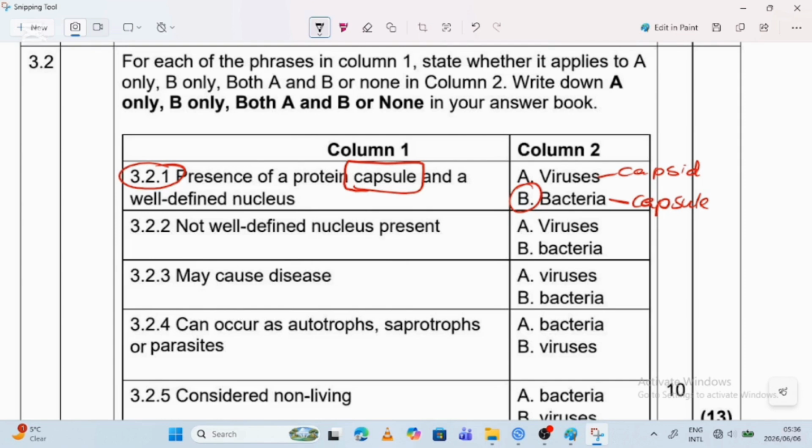What do they mean by well-defined? Well-defined, okay, I think I made a mistake here. If they're saying well-defined, it means it has a nuclear membrane. Meaning this thing is a eukaryote. It means it's none. So basically, the answer here for 3.2.1 will be none.